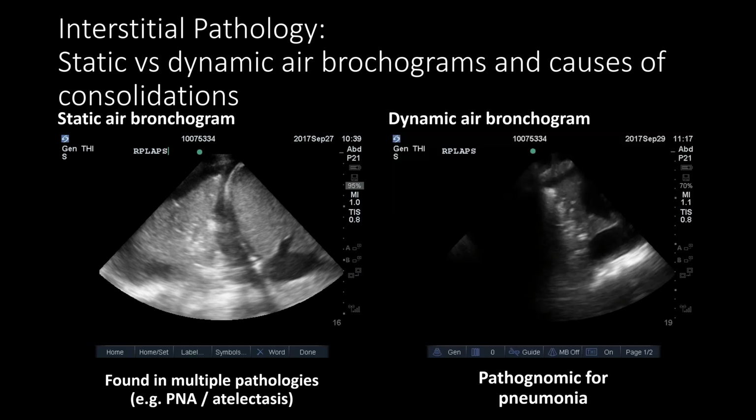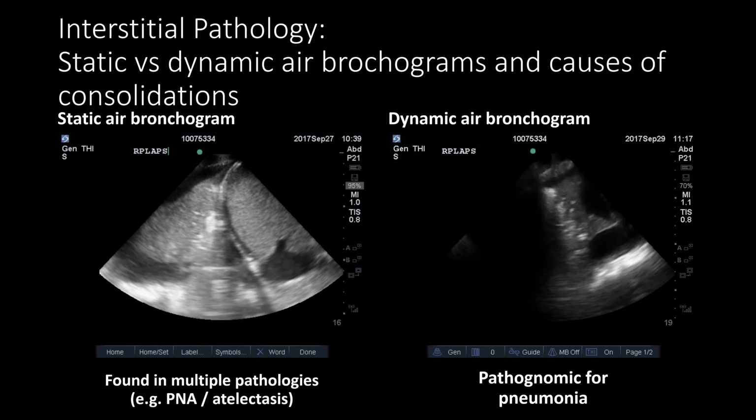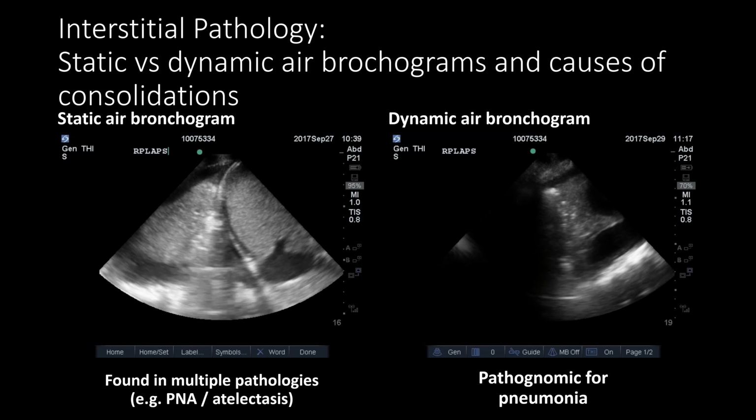They can either be static, as seen in the left image here, in which case there is no movement aside from that associated with lung respiration, or they can be dynamic and they move independent of the lung movement, as seen here in the right image. If we find dynamic air bronchograms, they are pathognomonic for pneumonia. In contrast, static air bronchograms can be associated with pneumonia, but are also associated with other pathologies like atelectasis.